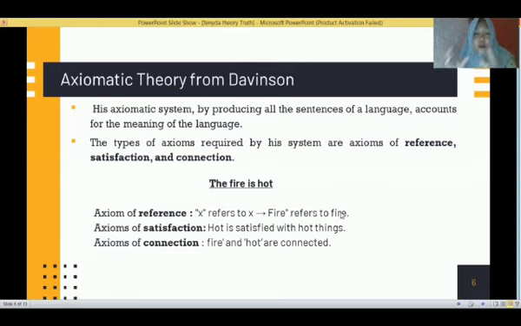Fire refers to fire. Axiom of satisfaction: hot is satisfied by hot things. Of course, hot is satisfied by hot things, something hot. Axiom of connection: fire and hot are connected. Of course, fire and hot are connected. So this is the axiomatic theory from Davidson.